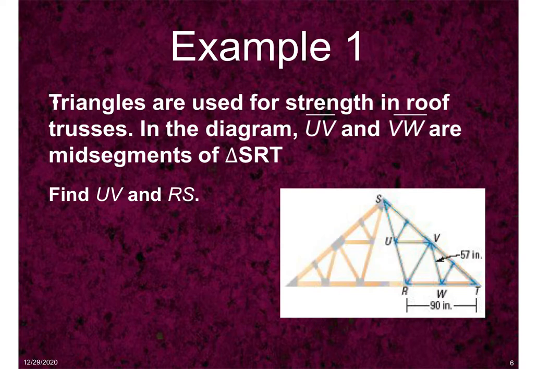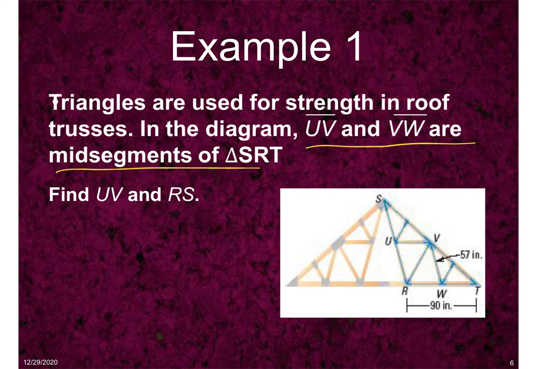Examples. All right, so the triangles are used for strength in a roof truss. I don't know what a truss is, but we're going to use this example. In the diagram, UV and VW are mid-segments of SRT. Before we do anything for finding UV and RS, let's take this sentence and apply it to our diagram. So let's start filling in with congruence marks and parallel marks, so we know exactly what we're talking about.